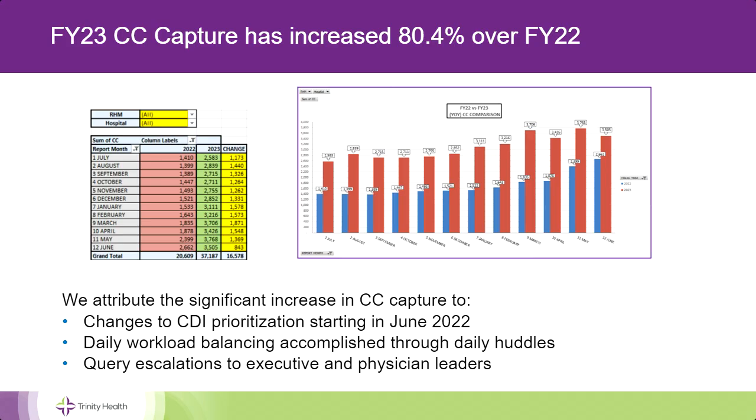Now here's the exciting part. We get to share the outcomes that we've achieved. In fiscal year 23, we saw our CC capture rate increase by 80.4% over the previous fiscal year. We really attribute that significant increase to the changes that we made within CDI prioritization and within our work list. The work list changes allowed us to look at where the work was in the process, how many new cases and subsequent reviews we had, and do that workload balancing to ensure that our CDSs were focused on the work that needed to be done.